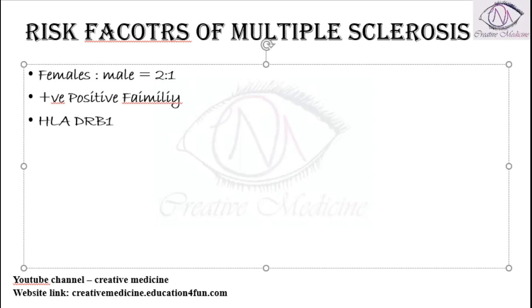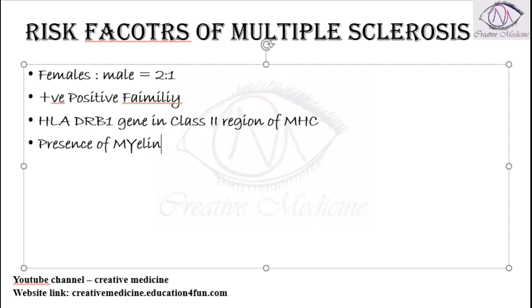HLA-DRB1 association is present. Gene association is present, especially in the class 2 region of MHC. Then there is also the presence of myelin basic protein in multiple sclerosis, and against this myelin basic protein, T cells are produced. So myelin basic protein reactive T cells are present.